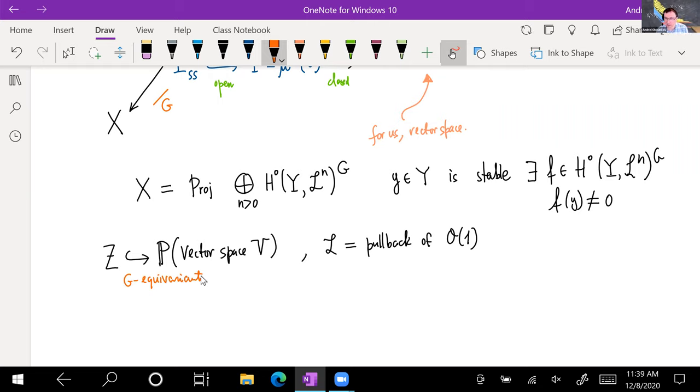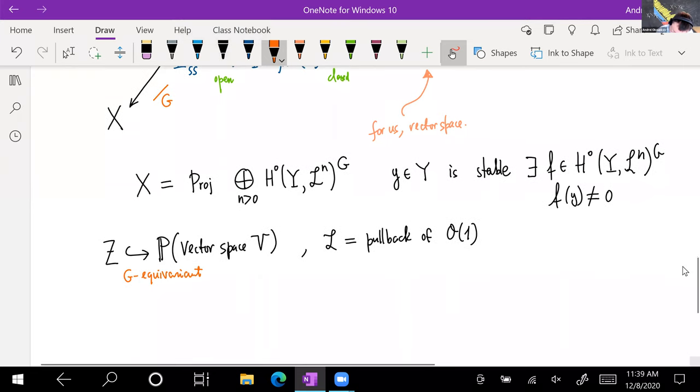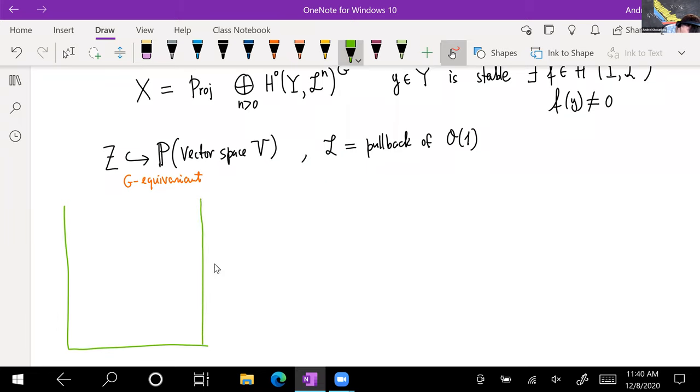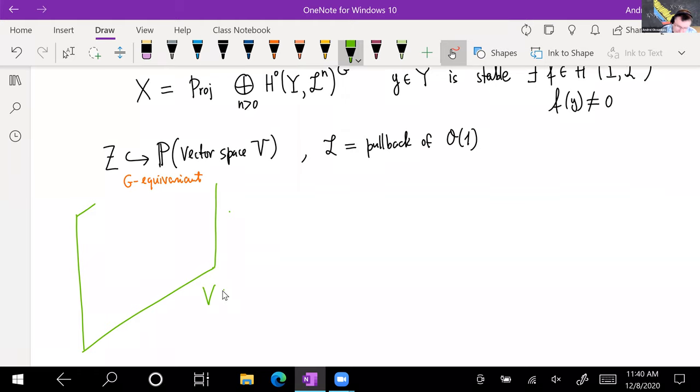And then what does it mean? Stable means there is a form of some degree that's not vanishing on my point Y. Maybe I'll draw it something like that. This is my space V. The vector space is not how I draw a vector space; I usually draw one with a visible origin. So this is my V. Then there's the projective space of V, which I'll draw like that.